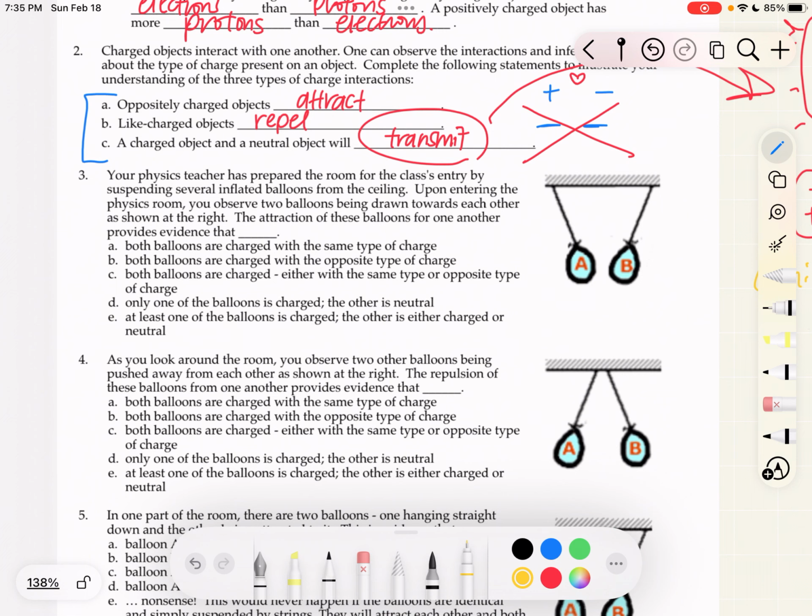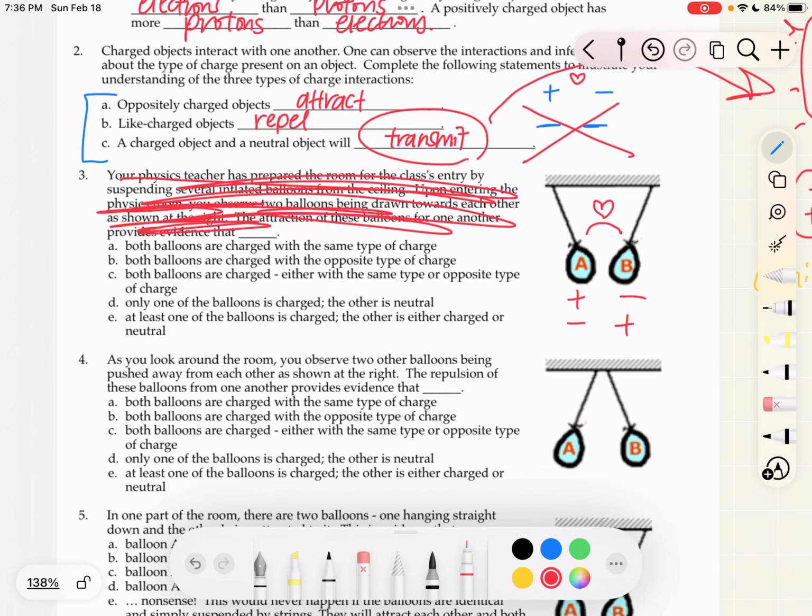So much reading. Literally, I'm telling you guys, please do not do more than you need to. You don't need to read any of that. You look at the balloons. Are they drawing together or are they pulling apart like these two? They're drawing together, so you know that they have to be opposite in order to attract each other.